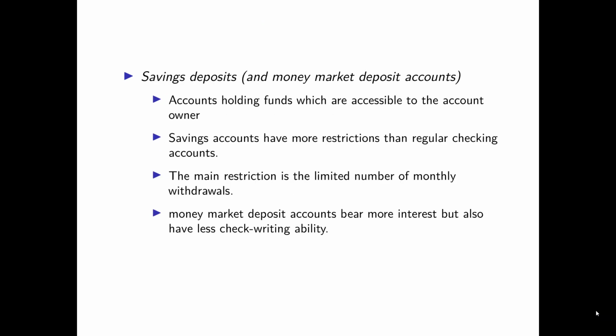You also have saving deposits, which are saving account balances. So checking account balances are part of M1, and of course of M2 as well. Saving deposits are part of M2 but not part of M1. These are accounts holding funds, and there are more restrictions on these accounts than there are on regular checking accounts. And the main restriction is the number of times you can withdraw money from them every month, which I believe currently is 6 times per month. And one thing about saving deposits too is that they bear interest, so they are interest-bearing accounts.